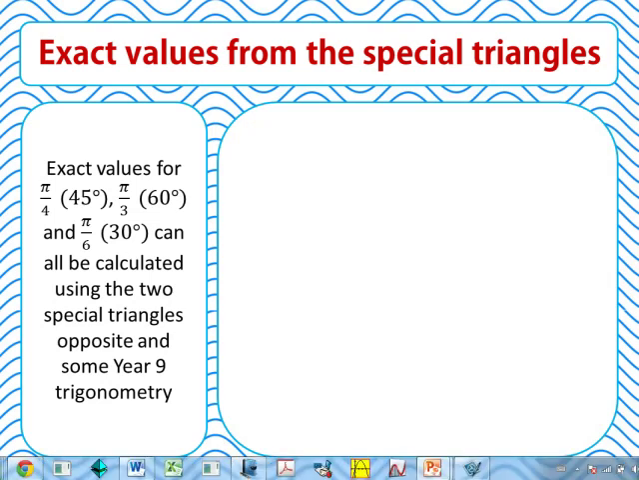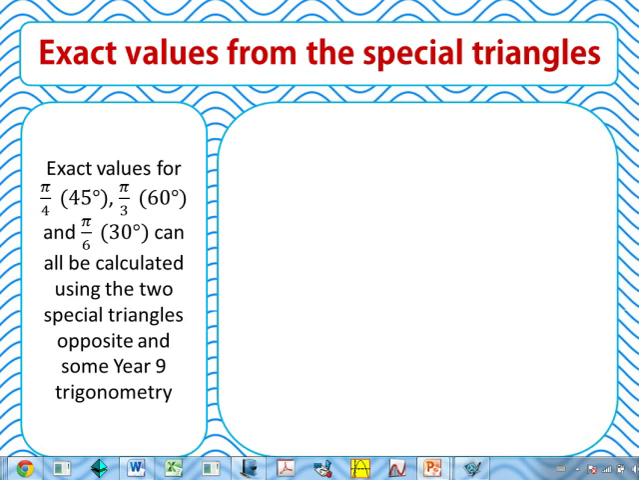And so now we'll look at calculating exact values for 45 degrees, 60 degrees and 30 degrees, and these can be done from what are called the special triangles. There are other ways to also remember these, and we'll have a look at a couple of different ways, but we're going to generate the exact values using the special triangles.